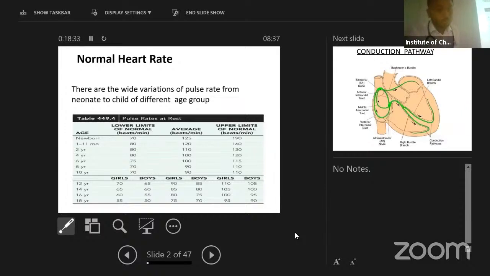From the newborn to the adolescent age group, the normal heart rate varies. This is the table from Nelson that shows the normal heart rate in the newborn is 70 to an upper limit of 190, with an average of 125. It also shows the normal heart rates in the different age groups.